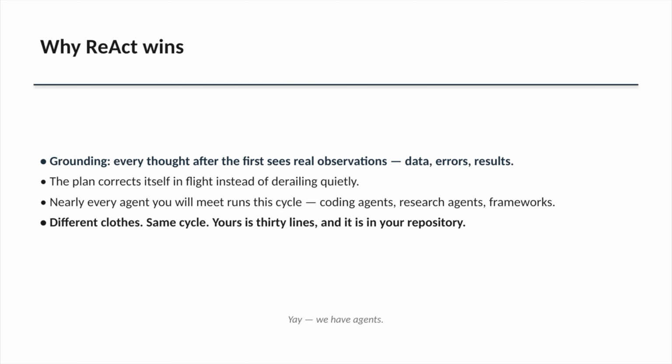Why does this pattern win? Grounding. Every thought after the first one gets to see real observations, actual data, actual errors, so the plan corrects itself in flight instead of derailing quietly. That is why ReAct became the engine room of nearly every agent you will meet. Coding agents, research agents, the frameworks with agent in their marketing. Different clothes, same cycle. And you have one in 30 lines of Python in your repository.